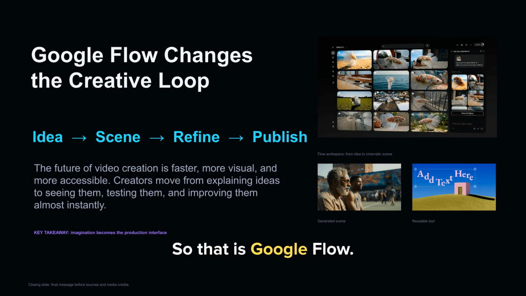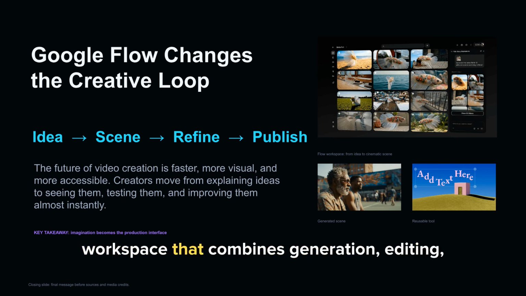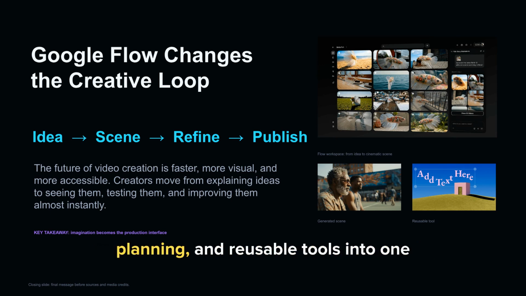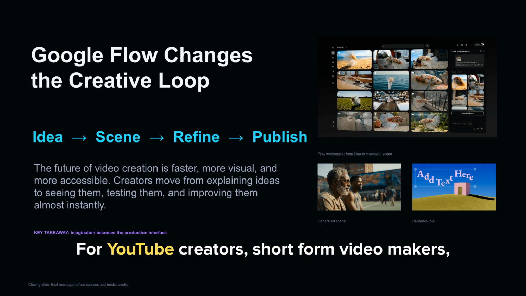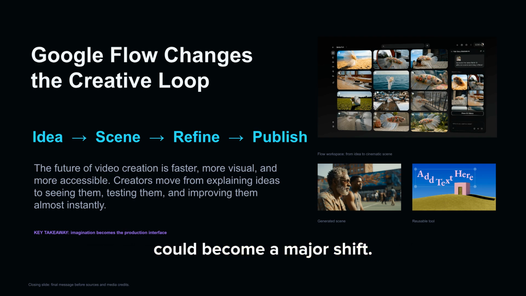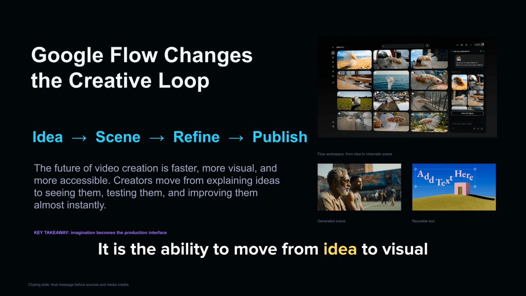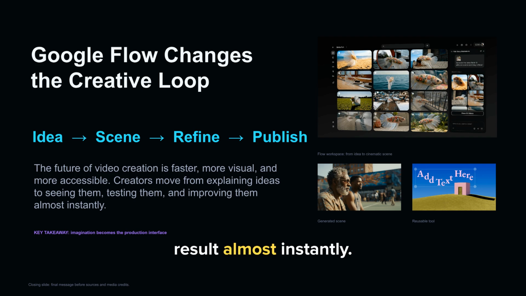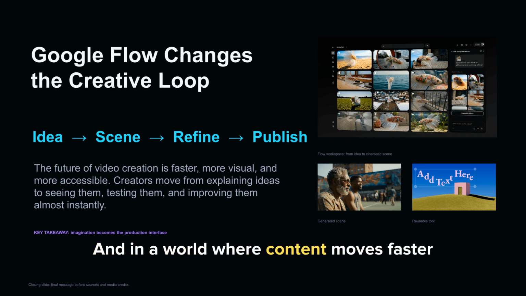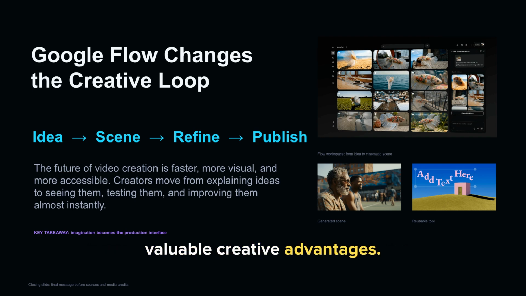So that is Google Flow. Not just an AI video generator, but a creative workspace that combines generation, editing, planning, and reusable tools into one production loop. For YouTube creators, short-form video makers, marketers, and independent filmmakers, this could become a major shift. The biggest advantage is not simply speed. It is the ability to move from idea to visual result almost instantly. And in a world where content moves faster every year, that may become one of the most valuable creative advantages.